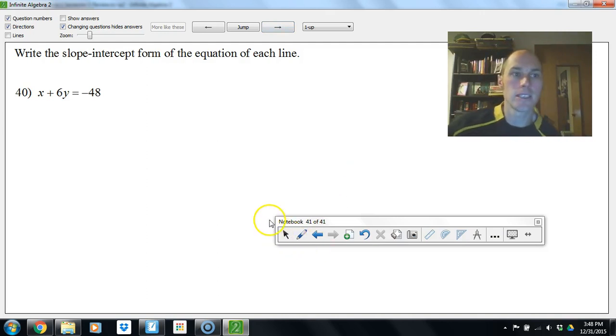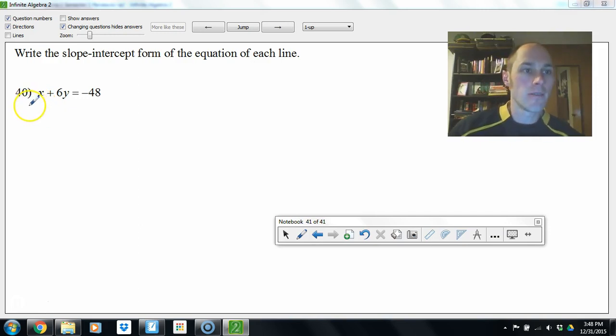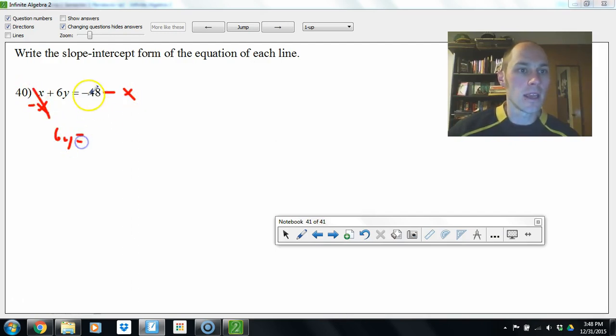Slope-intercept form. So this one is in standard form. The x's and the y's are on the same side of the equation. So in order to get the y by itself, I can subtract x first. I'm left with 6y. And I can't combine these, so I'll put the -x first, -48 second. Then divide by 6. Divide everything by 6.